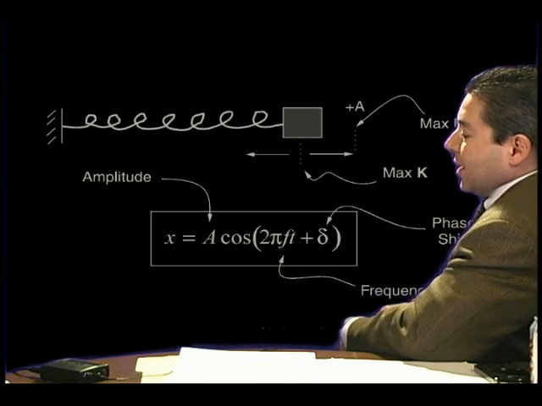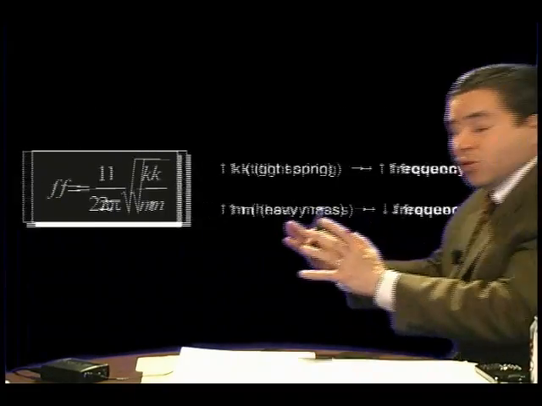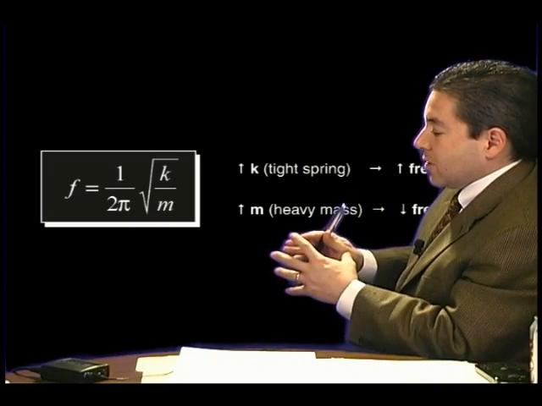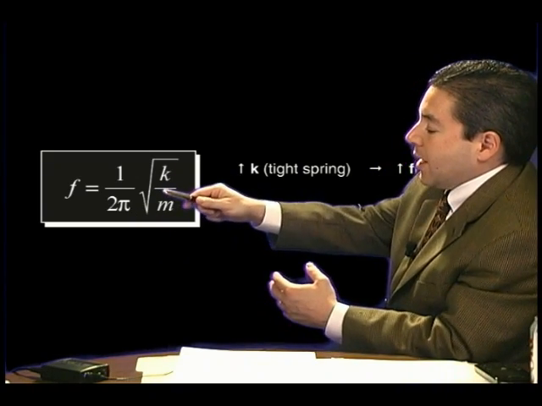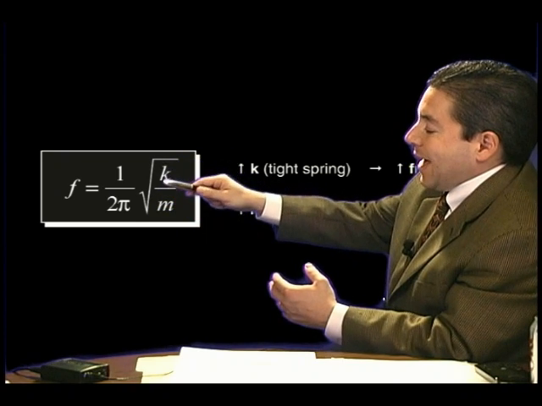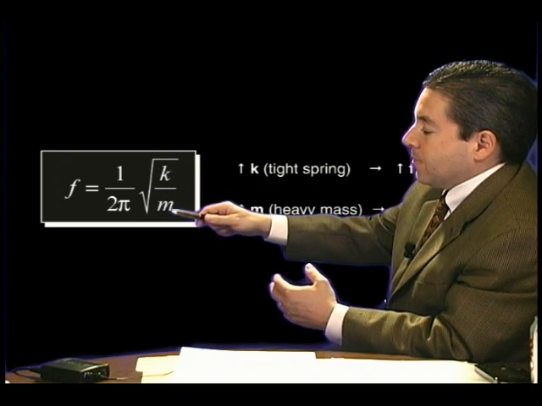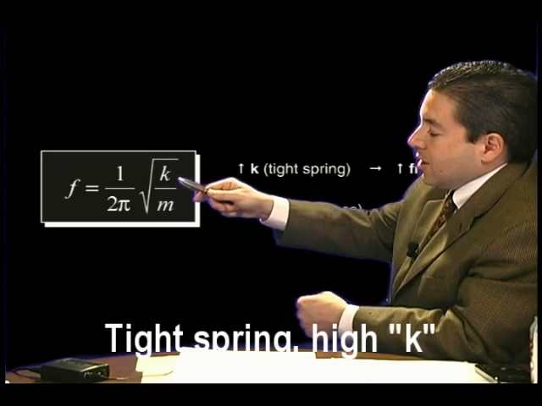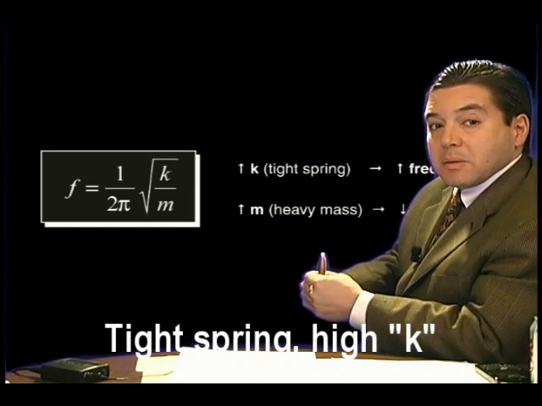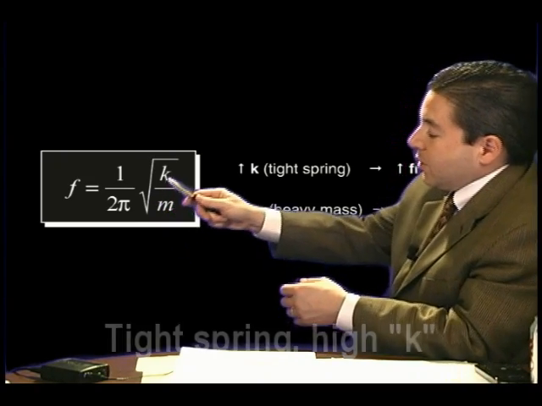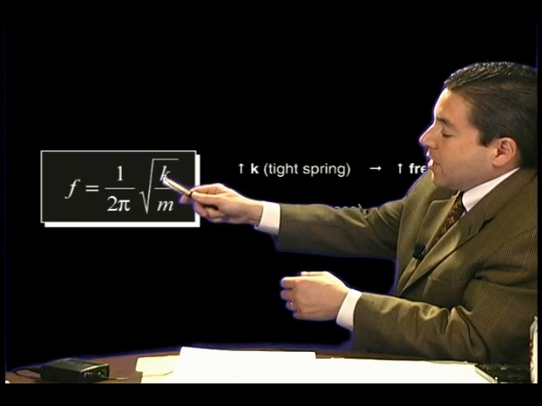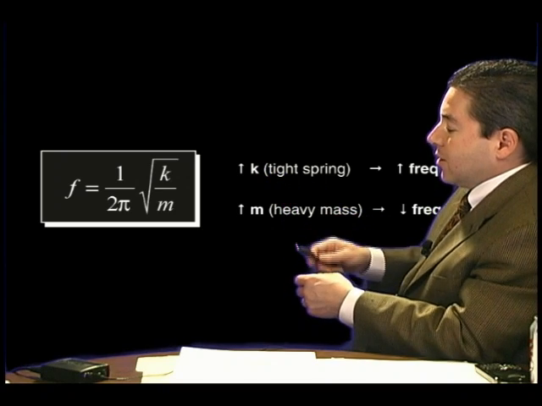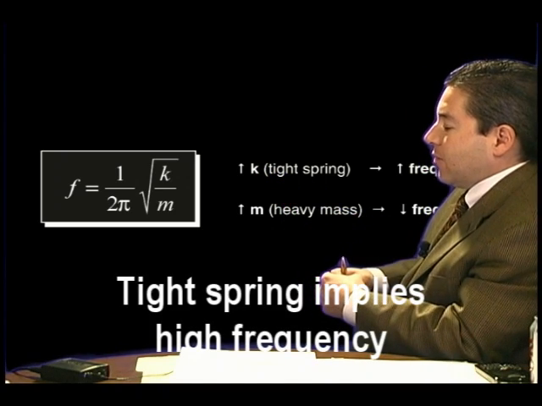Now let's look at the implications of this. If you further solve that equation, and you don't need to know the derivation, but you do need to know these implications, the frequency of any perfect Hooke's law spring is equal to 1 over 2 pi times the square root of k, the spring constant, over m. So let's look at a spring. If you have a very tight spring with a high spring constant, it will oscillate in simple harmonic motion with a high frequency. That's because k is in the numerator, and the frequency is proportional to the square root of the spring constant. Very tight spring means a high frequency.